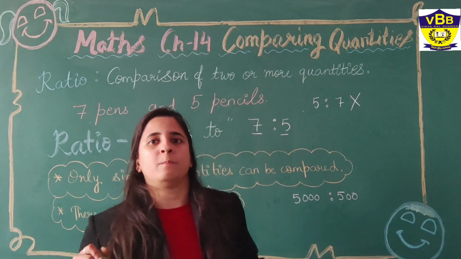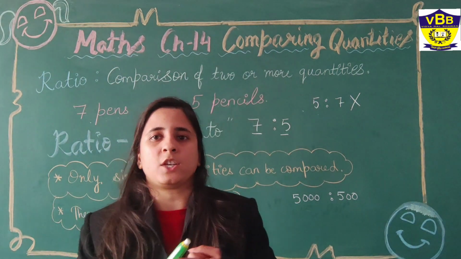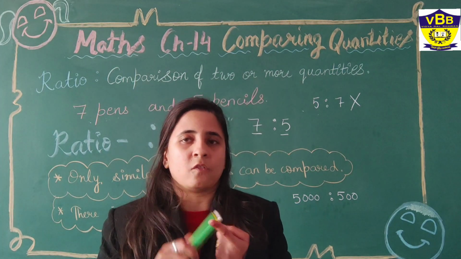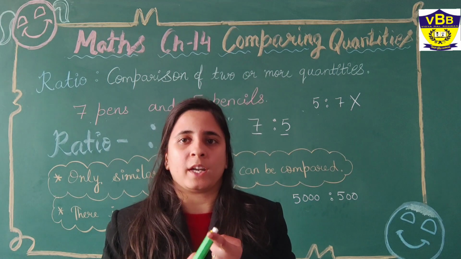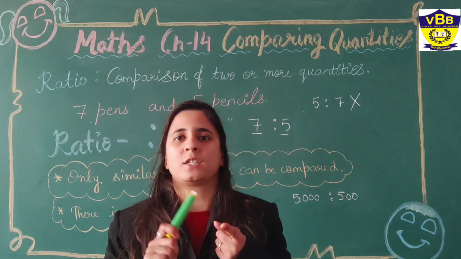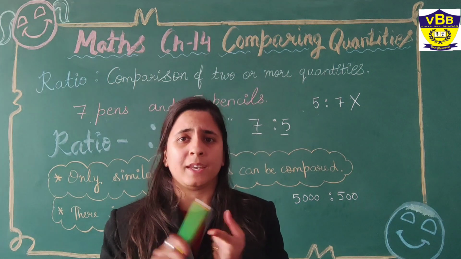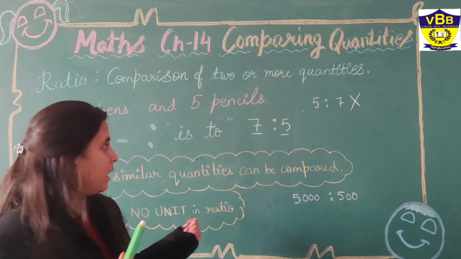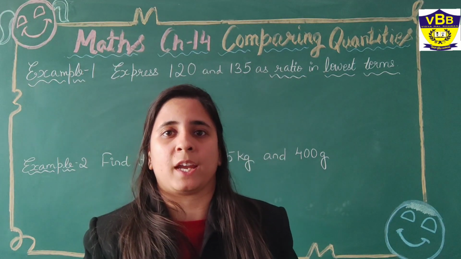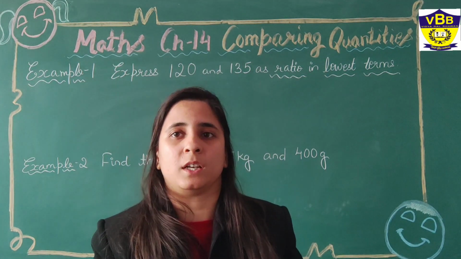Alright, I hope this is clear. What is ratio? Ratio is a comparison between two quantities. We can compare the quantities which have the same units. You cannot compare different units. Next, there is no unit in the ratio. Now, let us do a few examples so that we can understand the concept more clearly.